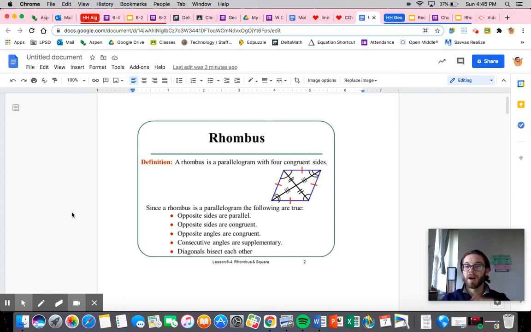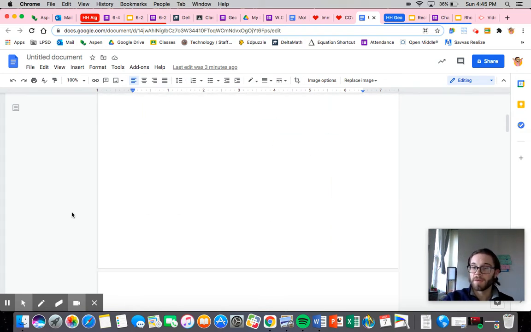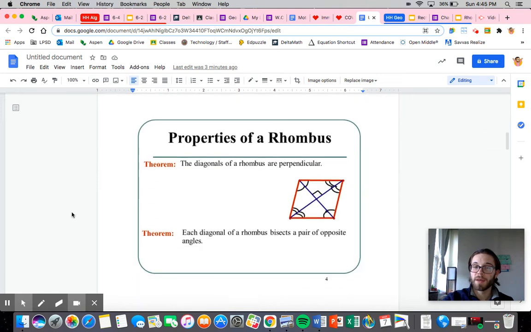Okay? You have opposite sides are parallel. You have opposite sides are congruent. You have opposite angles congruent. You have consecutive angles are supplementary. You still have that diagonals are bisecting each other. You still have all of that stuff. Okay? That all still exists because this is still a parallelogram. But now, because it is a rhombus and we have four congruent sides, we do get a few other additional pieces of information. So if we scroll on over to our properties, we have two important ones.